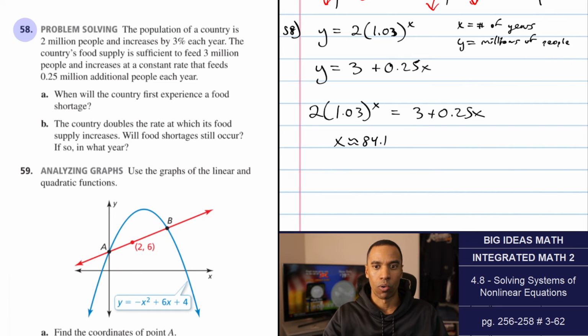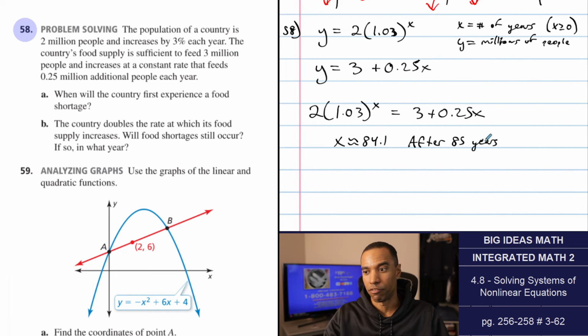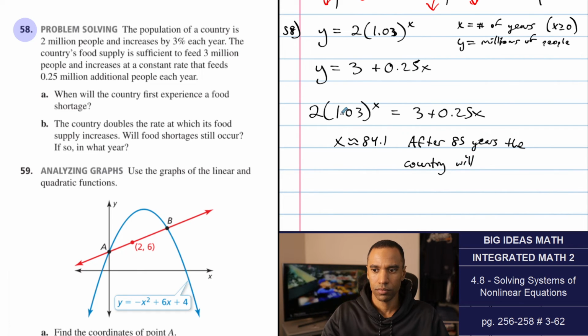X, how many years? 84.1. So X is about 84.1 for a point of intersection. There's a negative one that I'm ignoring, right? X is greater than or equal to 0. So 84.1. After 84 years, or after 85 years, the country will experience a food shortage. So I don't know if they want to say 84 or 85. This is part A, by the way.